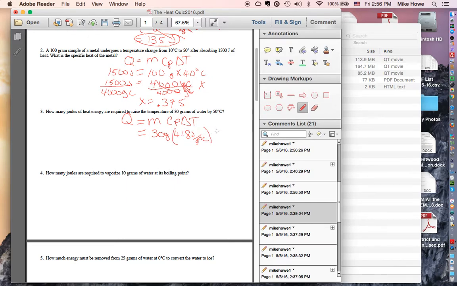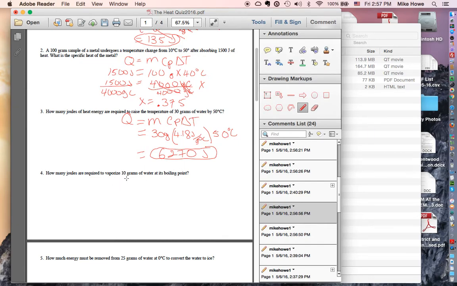And then the last thing is delta T. It says we're raising the temperature by 50 degrees. So the problem becomes simply multiplying the three numbers together. So 30 times 4.18 times 50 equals 6,270. So that's our Q value for that problem.